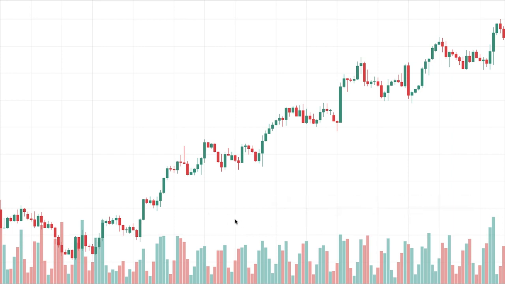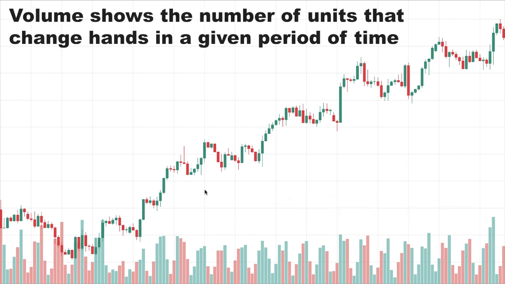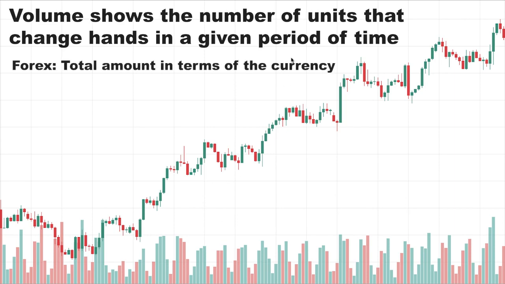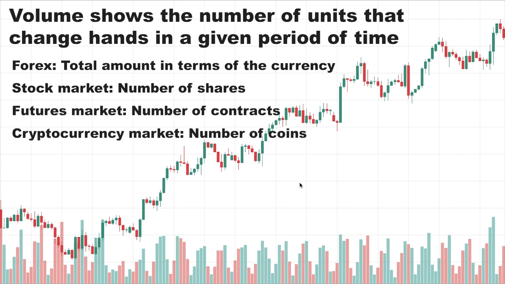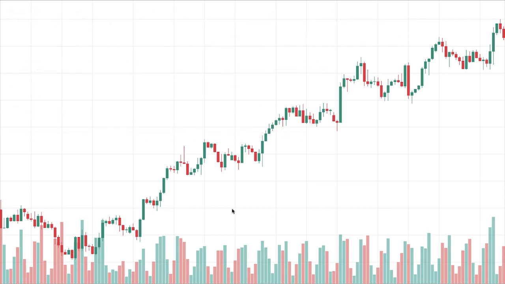To give you a simple definition, volume shows the number of units that change hands in a given period of time. For example, in Forex, it's the total amount in terms of the currency. In stock market, it's the number of shares. In futures market, it's the number of contracts. And in cryptocurrency market, it's the number of coins that are traded over a period of time. Paying attention to volume is important for both short-term traders and long-term investors.